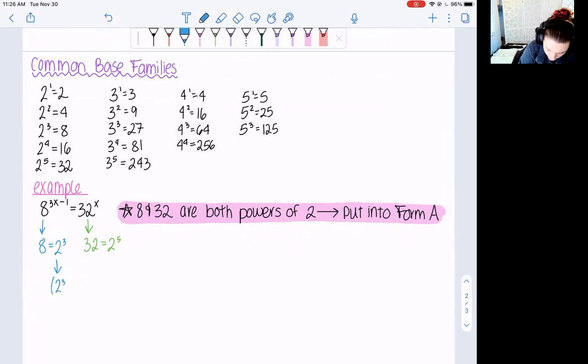So I have 2 cubed instead of 8, 2 cubed raised to the 3x minus 1. And then instead of 32, I have 2 to the fifth raised to the x power. So I took this equation here, and I replaced the 8 with 2 cubed, and I replaced the 32 with 2 to the fifth, and then left the exponents alone.